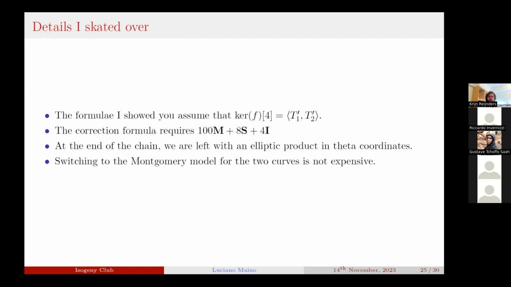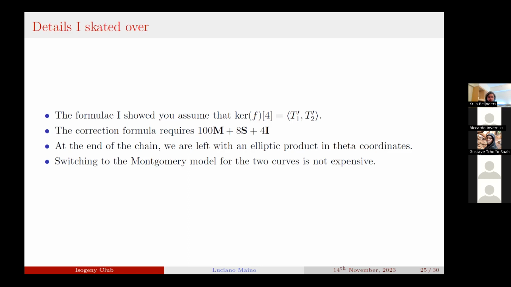So the formula I've showed you assumes that the fourth torsion of the kernel of F aligns with T1 prime, T2 prime, but that might not be the case, and in most cases it's not. So for the first step, the gluing isogeny, you need to perform a change of basis.